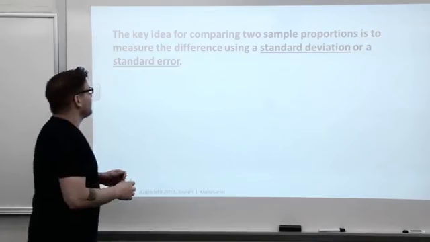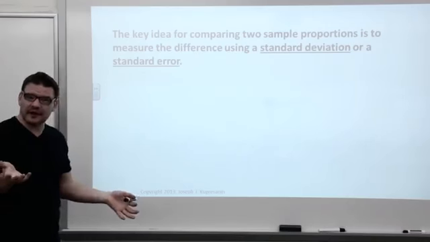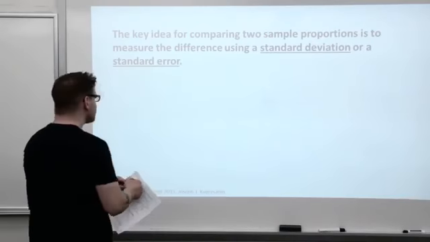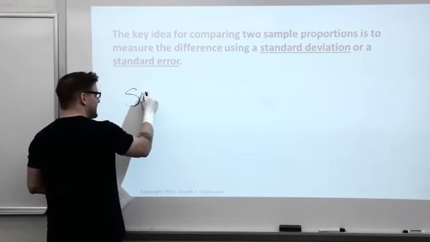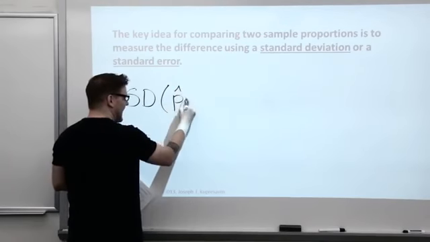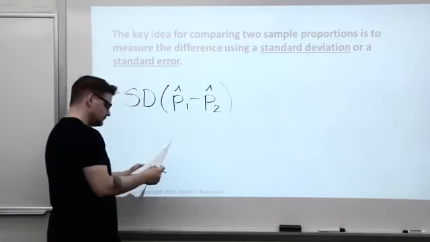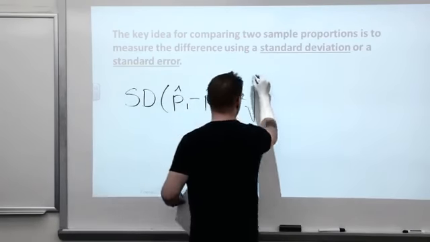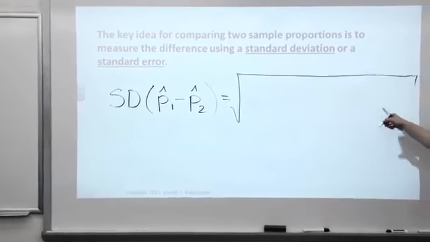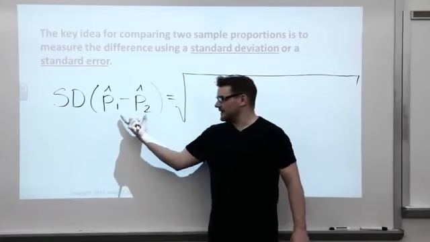The key idea, bottom of the second page: when I compare two sample proportions, I'm going to measure the difference between the two with the standard deviation or a standard error. Now, for this one, I'm going to give you the standard deviation. Here's the notation. It's the standard deviation of p hat 1 minus p hat 2. This is where the formulas get a little messy. I try to think of what this is.